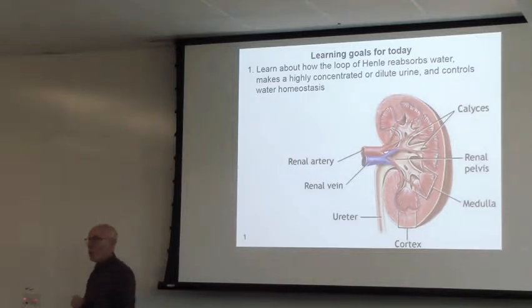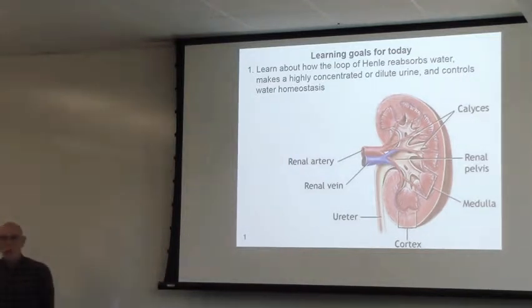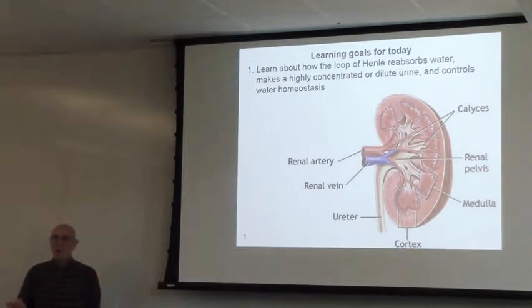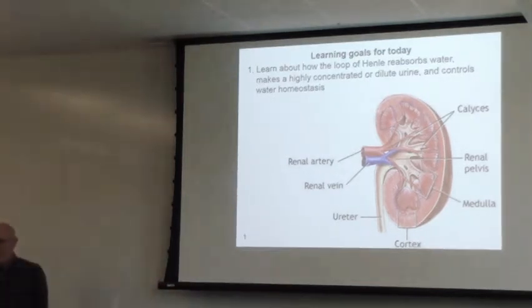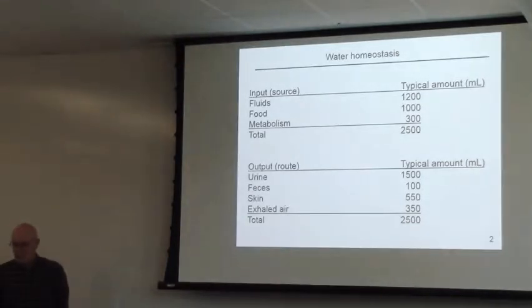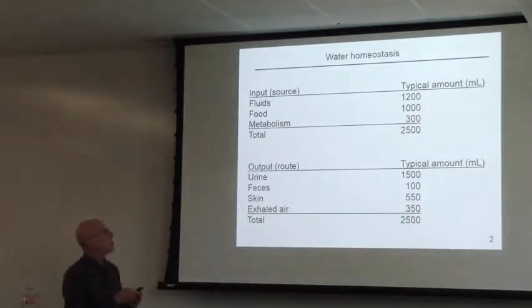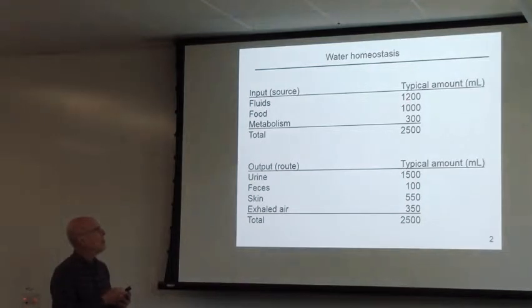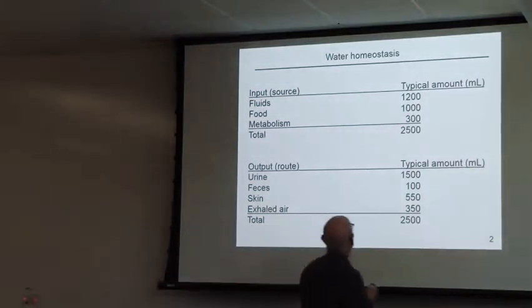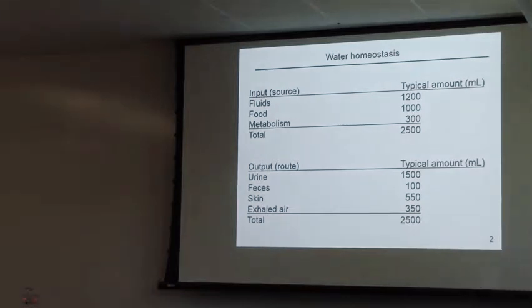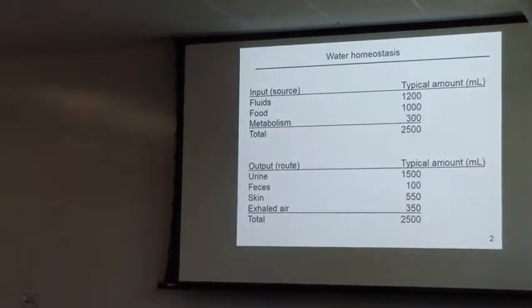It's an important part of what the kidney does, controlling the excretion or retention of water as needed by the body. So here are some typical values. You typically drink about 1.2 liters of water. You get about 1 liter of water from your food, the moisture in your food. You produce about 300 mLs of water.